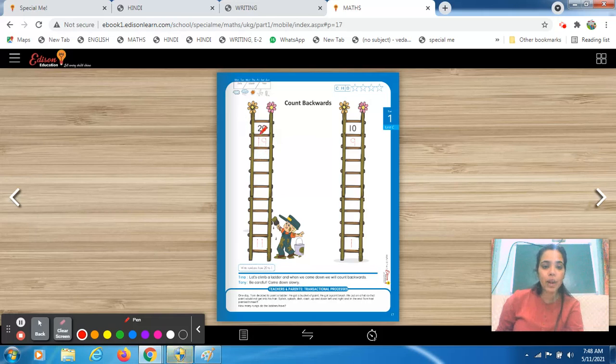Okay, so 20, what comes before 20, students? Ma'am, 19. Okay, so you have to count it aloud, write it in your notebook, and you have to say, ma'am, 19. Okay, now he is on the next rung. He is coming down now. So what comes before 19? Ma'am, 18. 18.